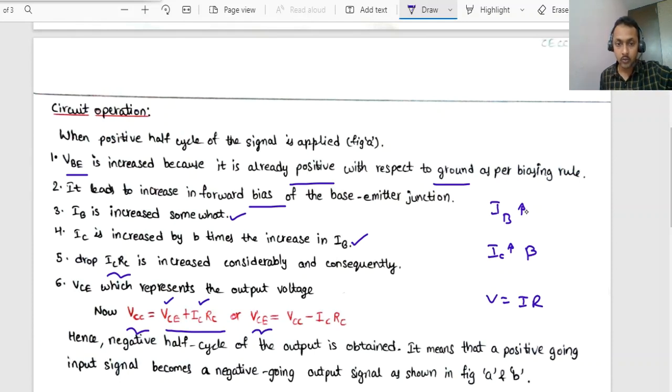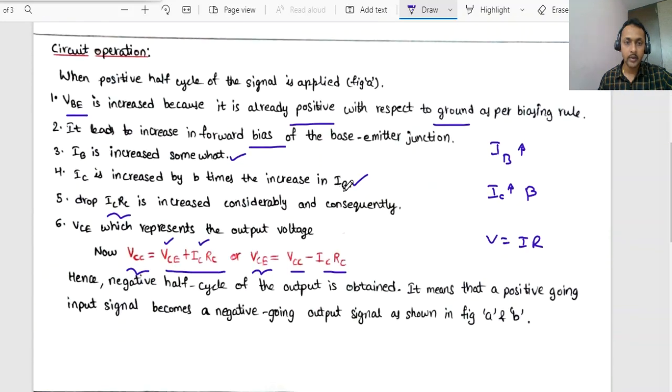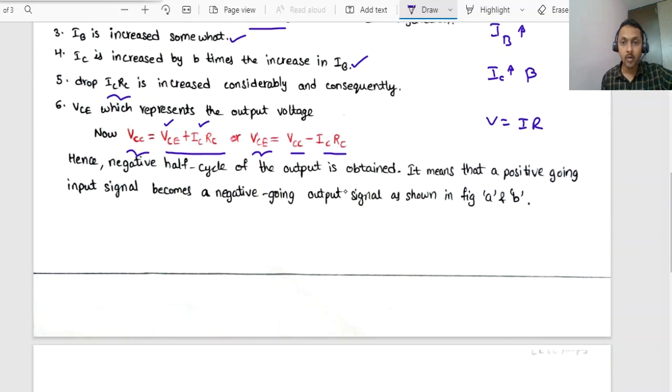The collector-emitter voltage VCE will be VCC minus IC times RC, right? So this is the voltage equation we can observe. This is how the common emitter amplifier works. Now the negative half cycle of the output is obtained, as I have told you earlier. For the positive peak, you get the negative output, right? The positive-going input signal becomes a negative-going output signal, right?